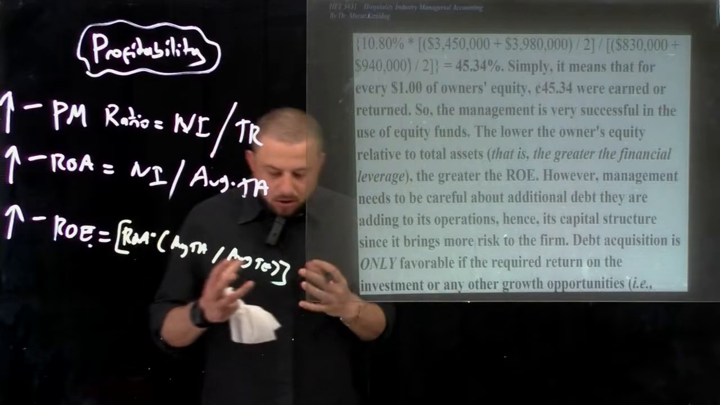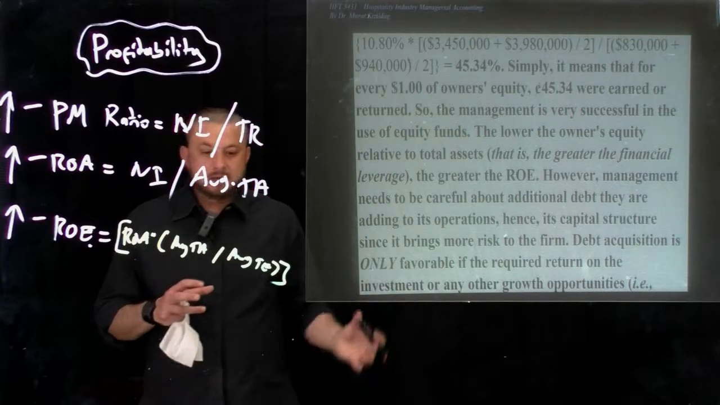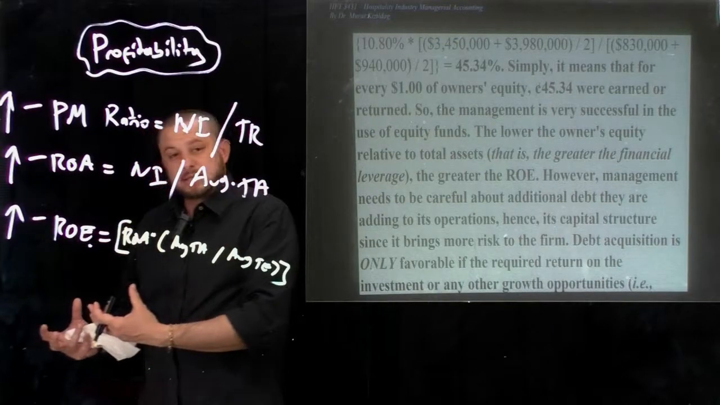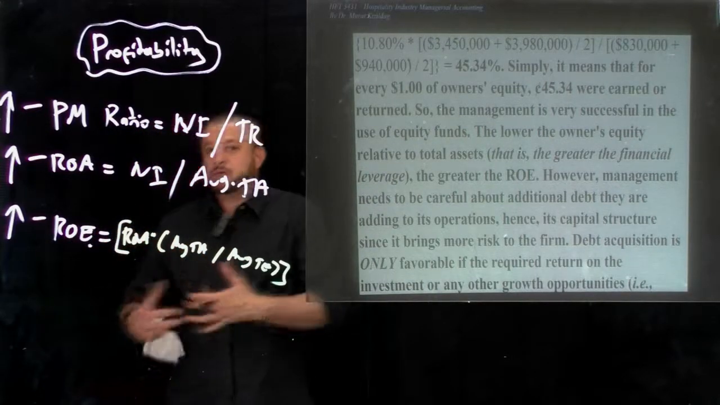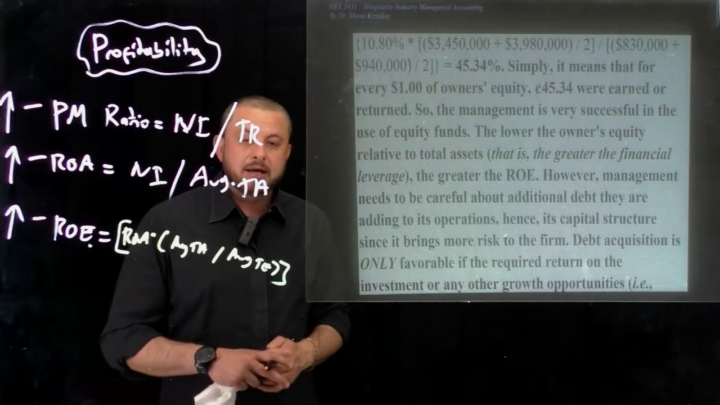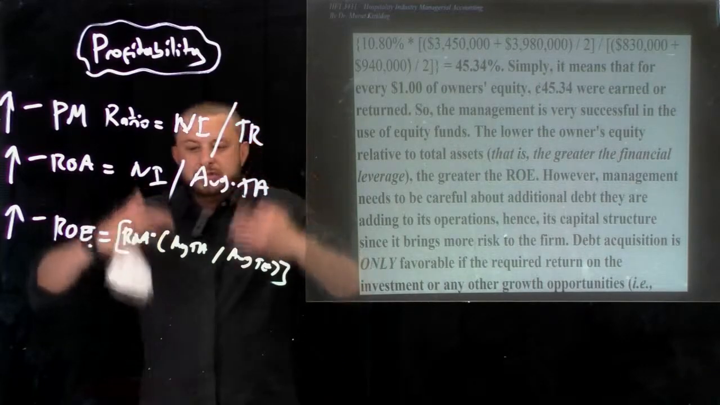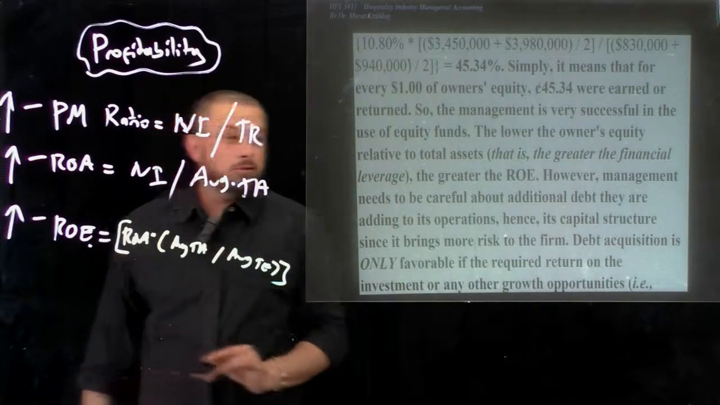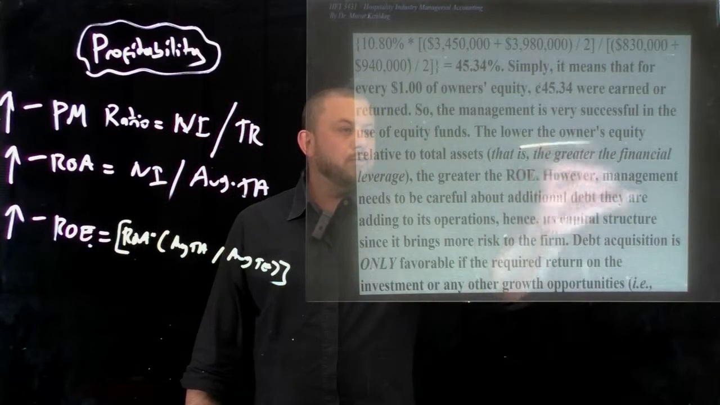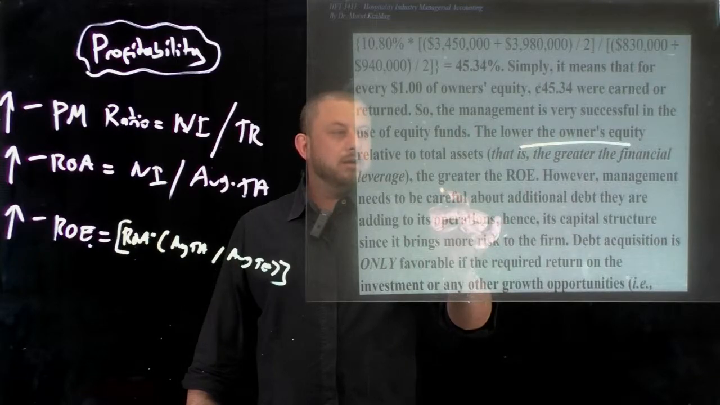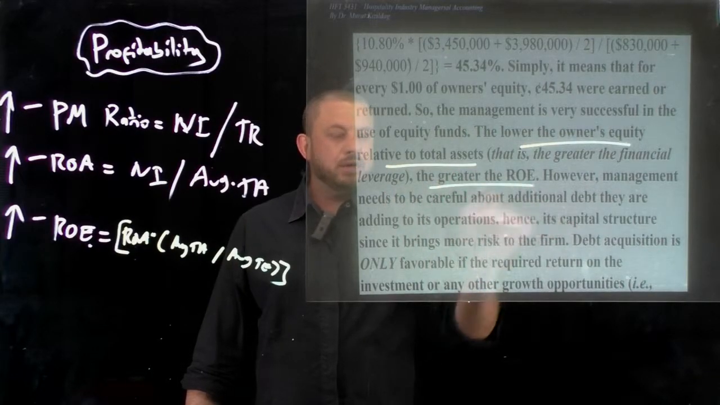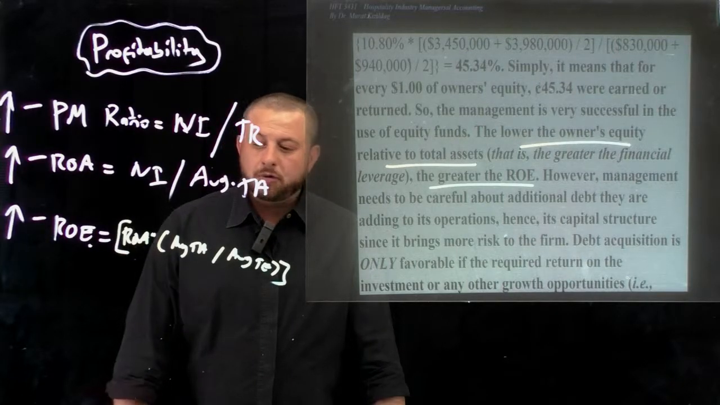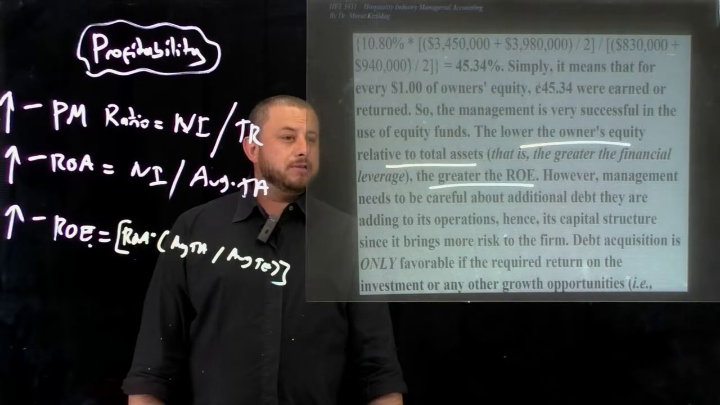So owner's equity is other people's money. Investors, for example, we are using their money, investing in some assets, acquiring additional fixed assets, or having some capital expansion projects, and we are returning 45.34%, which is a great percentage. The lower the owner's equity relative to total assets, the greater the ROE. So lower owner's equity, that means lower owner's equity relative to total assets.